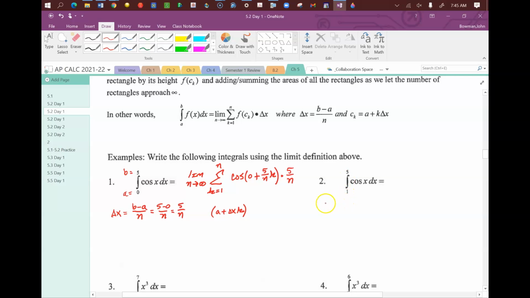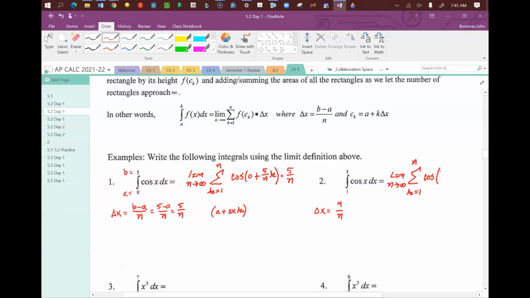All right, number 2. So our delta x, b minus a, so 5 minus 1 is 4 over n. And we are going to write this again as the limit as n approaches infinity. The summation, our index, k equal 1 to n, our function, the cosine.